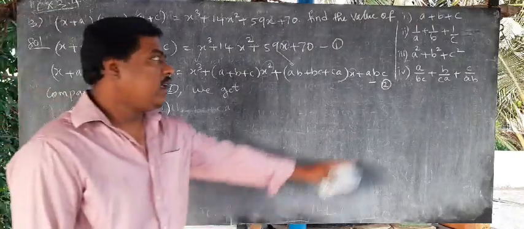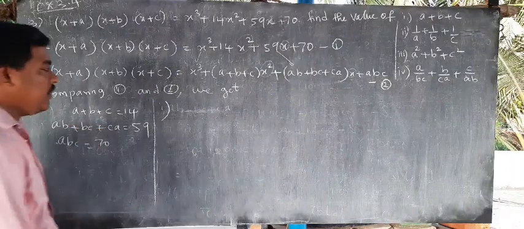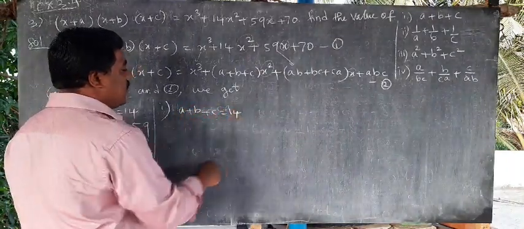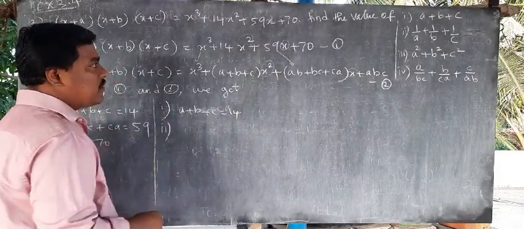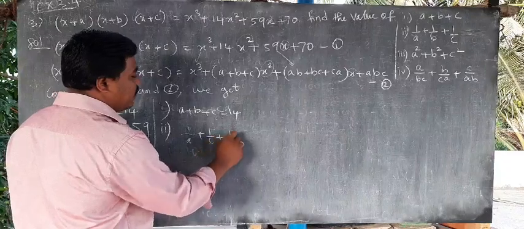Now subdivision 1, what we need to find? A plus B plus C. Straightaway we are getting the answer: A plus B plus C equal to 14. Subdivision 2: 1 by A, 1 by B, 1 by C.